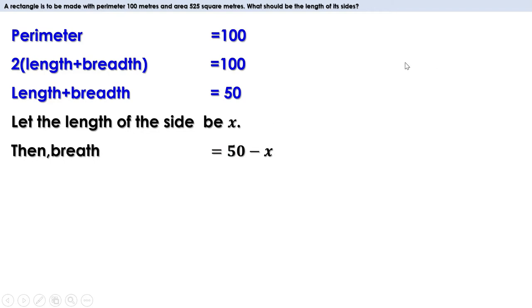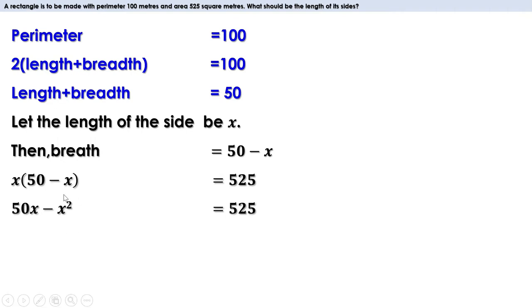Given that the area is 525 square meters, and area is length into breadth, that means x into 50 minus x equals 525. Now let us multiply. x into 50 is 50x. x into minus x is minus x square. So this can be written as 50x minus x square equals 525.